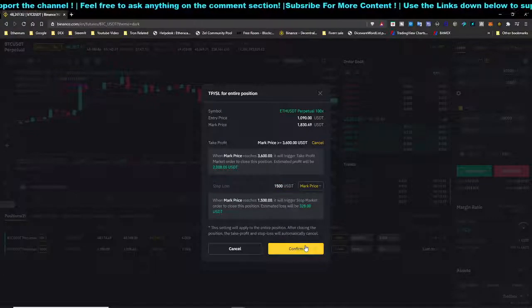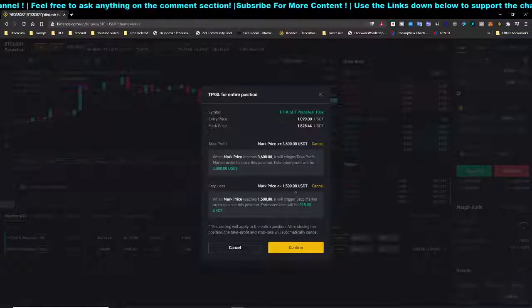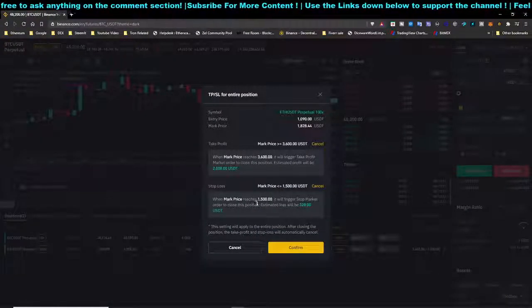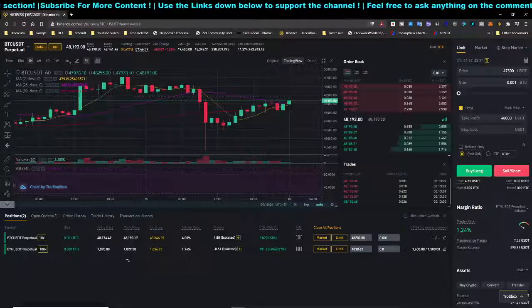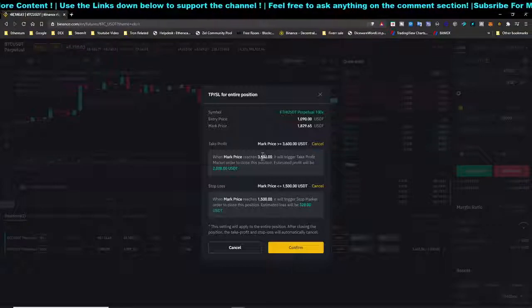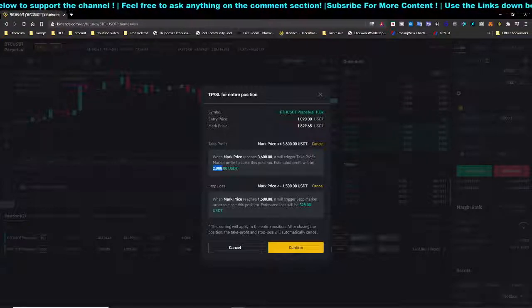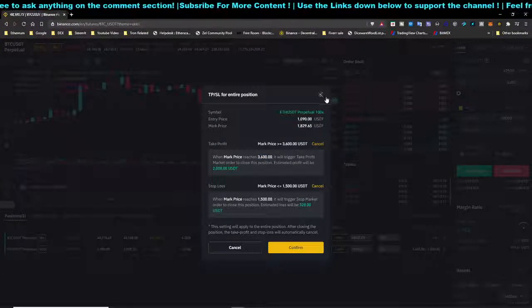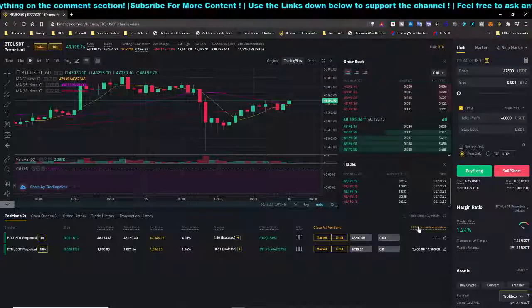So if I'm going to click on confirm, basically if the price of Ethereum went back down to $1,500, I am going to make a profit of 328 instead of 591. So yeah, basically for the take profit zone over here, you can see if the price of Ethereum hits $3,600, I'm gonna earn around $2,008 if it reaches 3.6 thousand. So this is how you use the take profit and stop loss.